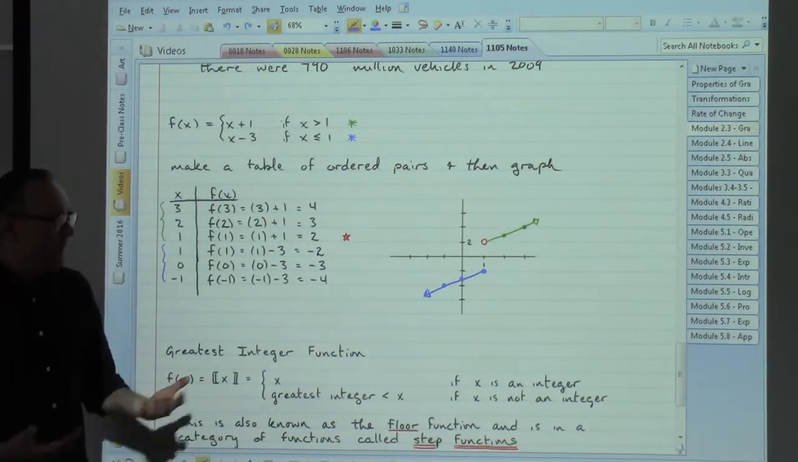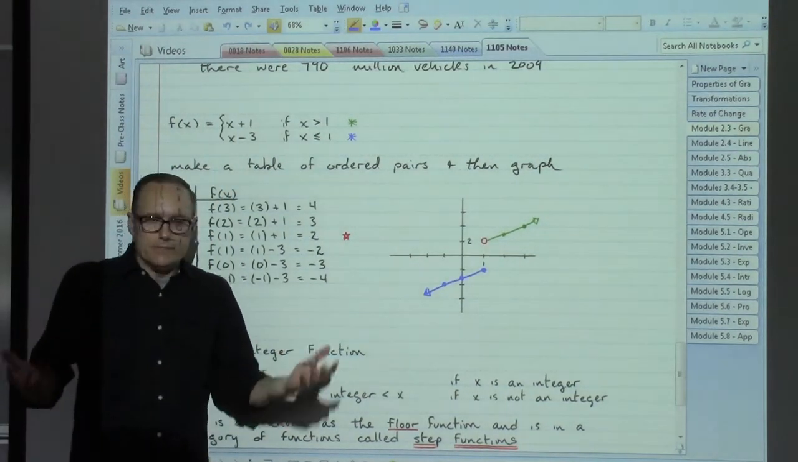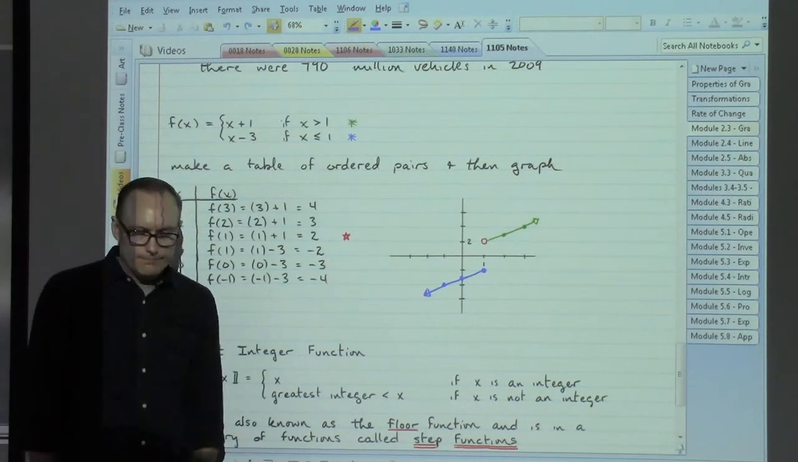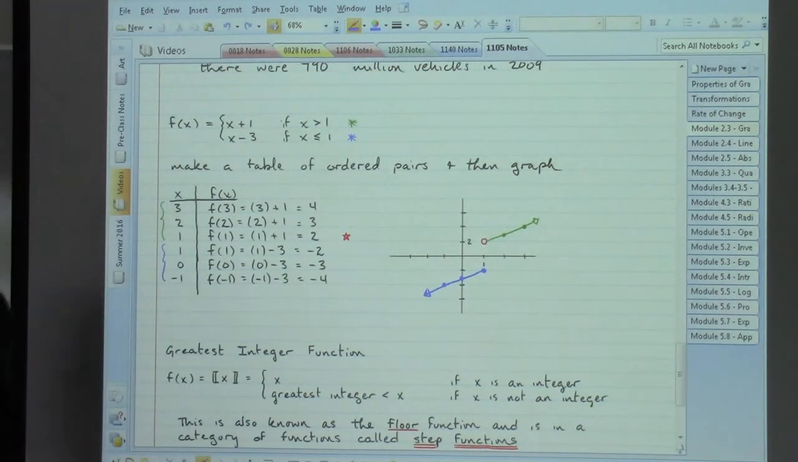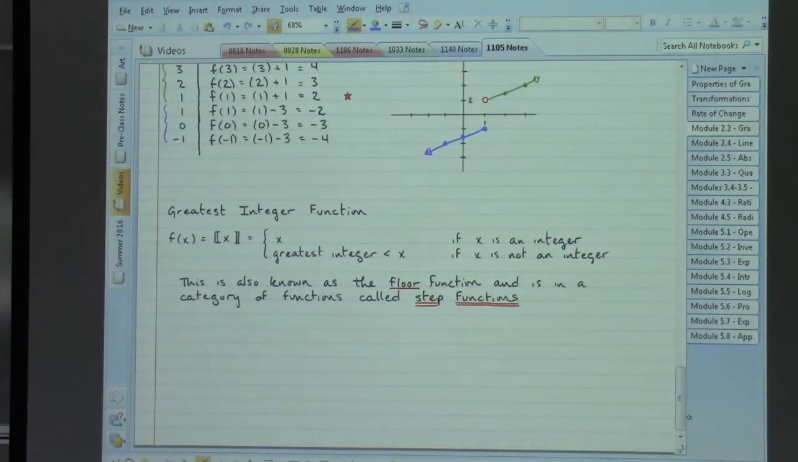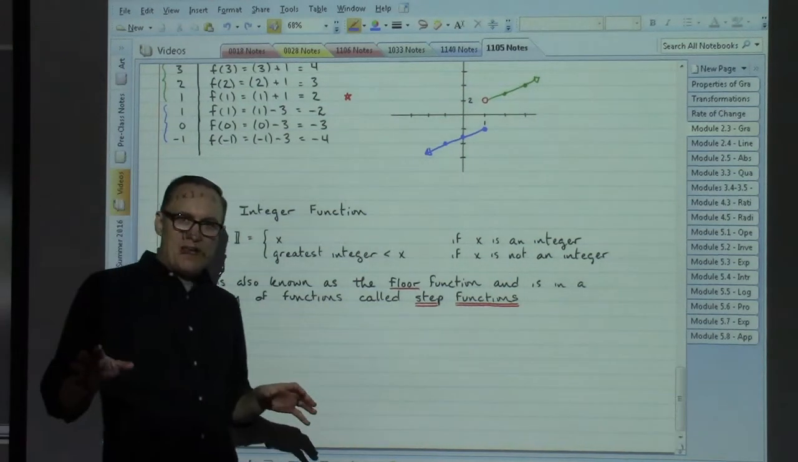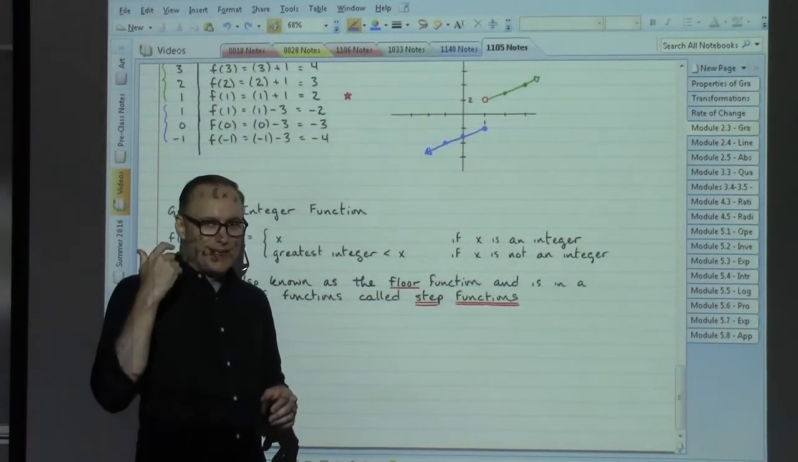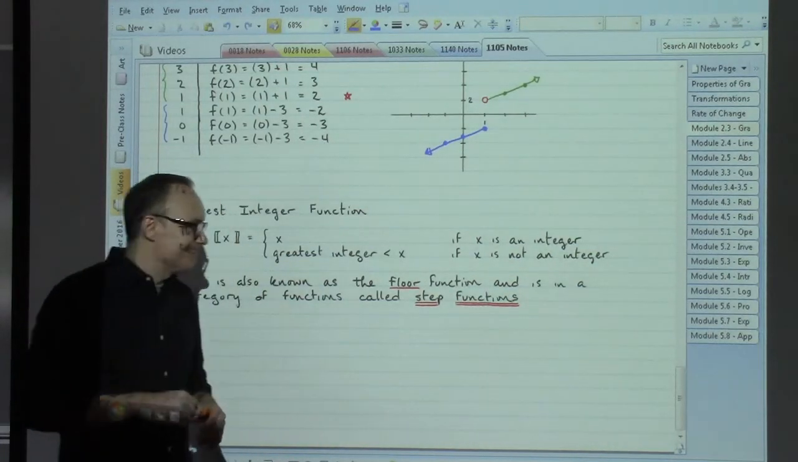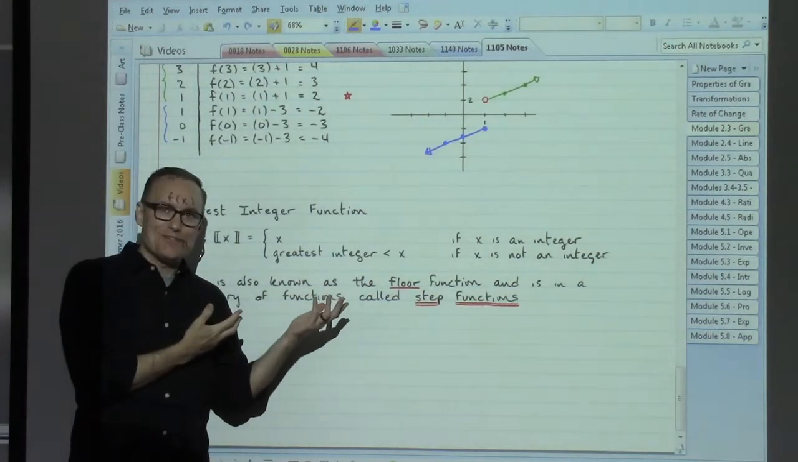Now, other than the absolute value, you might say to yourself, yeah, big whoop, why do I care? Well, we're bringing in a little something that is used in the real world. For any of y'all that have to pay for electricity or water service, I give you the greatest integer function.